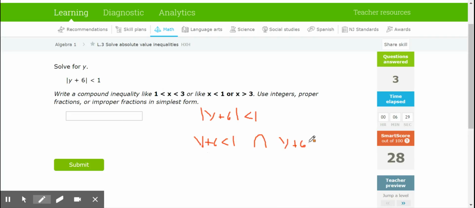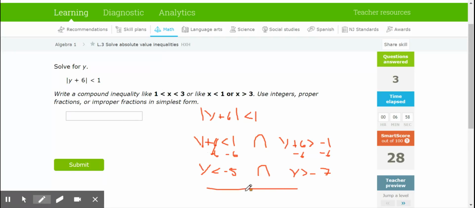Now we want the mirror image, the other side of the number line. So this was less than, this is going to be greater than, and we're going to set it equal to the opposite value, +1 and -1 there. All right, now in both cases, we're going to subtract 6 from both sides. This is going to give me y is less than -5 and y is greater than -7.